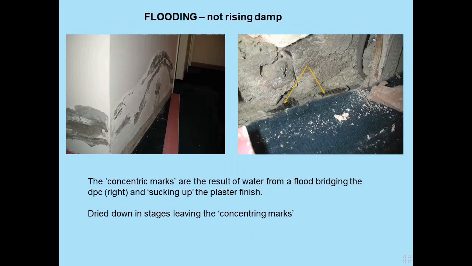This is flooding and not rising damp. The diagram on the left shows the result of flooding. You get these concentric rings. The water rises up in the plasterwork or whatever, and then it dries down, leaving these concentric rings. This particular property had a retrofit physical damp proof course, and there was a flood in the end of the property, and that was fixed and it dried down in stages, leaving the concentric marks.